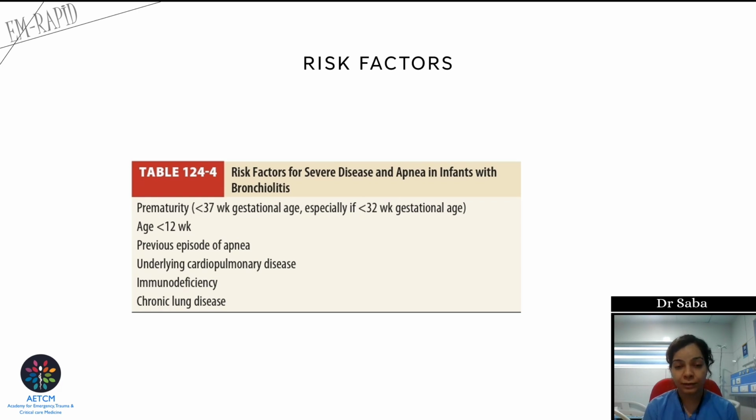And in this particular category of patients, that is preterm or younger kids, or those with an underlying cardiopulmonary pathology, or who are immunodeficient, or fighting a chronic long-term disease, if the child ends up with bronchiolitis, then it can blow out of proportion. It can become extremely severe.